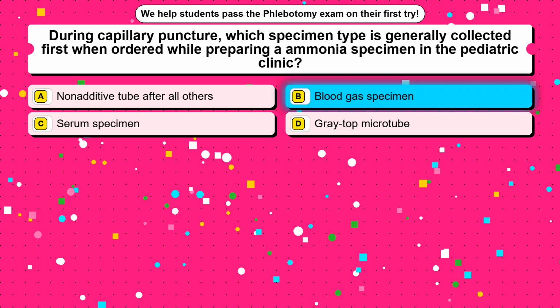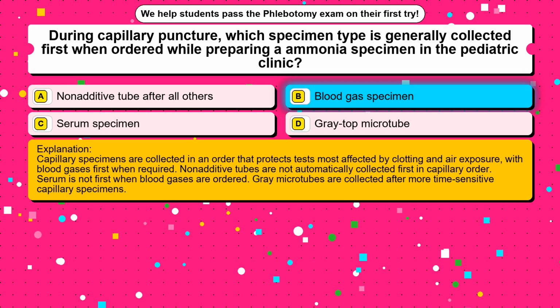Blood gas specimen. Capillary specimens are collected in an order that protects tests most affected by clotting and air exposure, with blood gases first when required. Non-additive tubes are not automatically collected first in capillary order. Serum is not first when blood gases are ordered. Gray microtubes are collected after more time-sensitive capillary specimens.